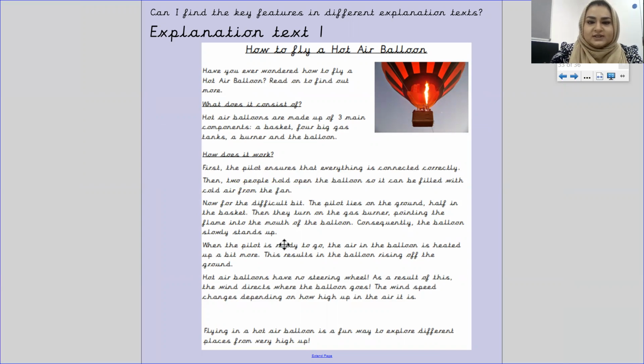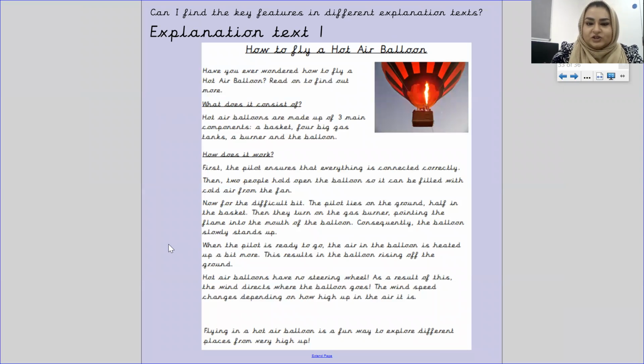How does it work? First, the pilot ensures that everything is connected correctly. Then, two people hold open the balloon so it can be filled with cold air from the fan. Now, for the difficult bit, the pilot lies on the ground, half in the basket. Then they turn on the gas burner, pointing the flame into the mouth of the balloon. Consequently, the balloon slowly stands up.